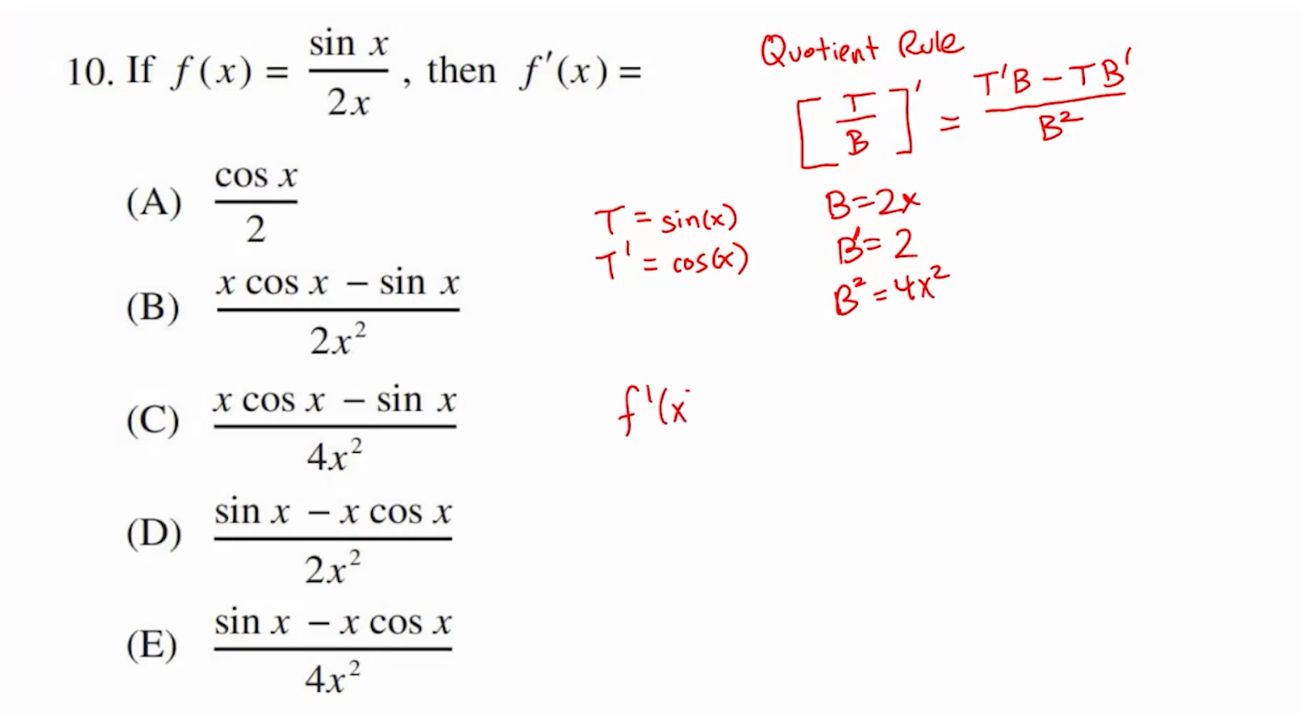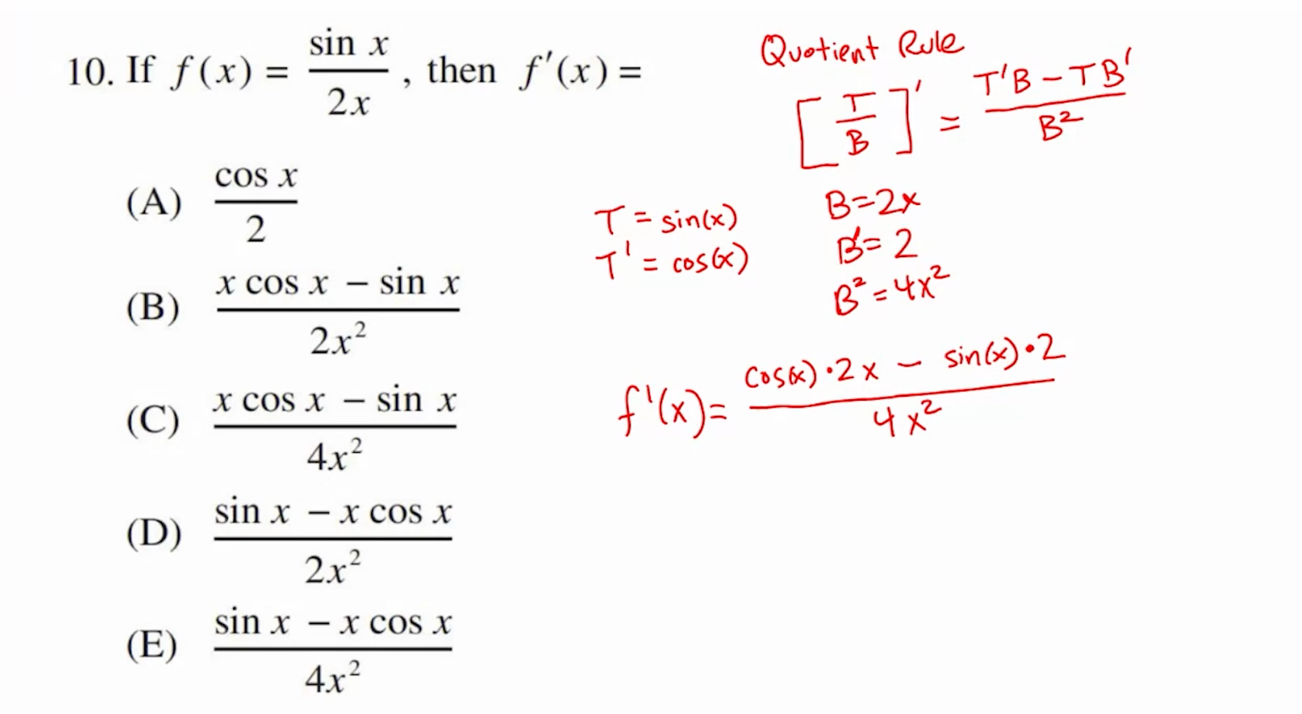F prime of x is going to be the derivative of the top, that's cosine x, times the bottom, which is 2x, minus the top, which is sine x, times the derivative of the bottom, which is 2, divided by the bottom squared, which is 4x squared.